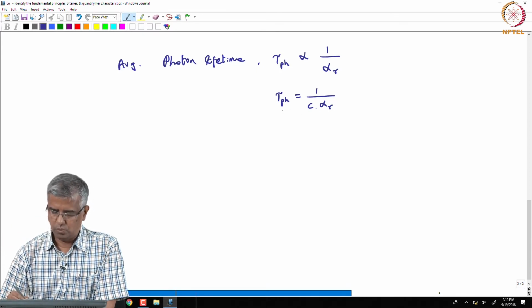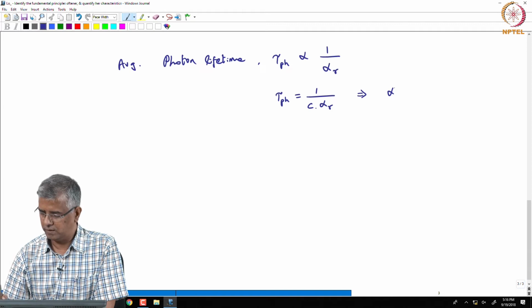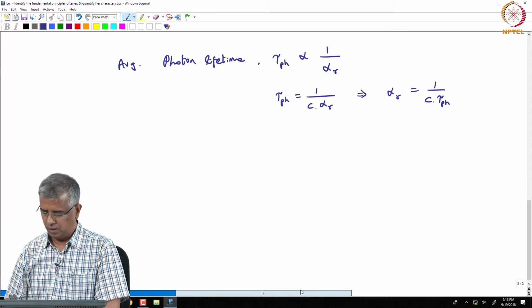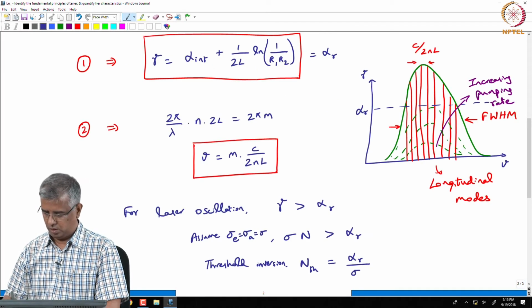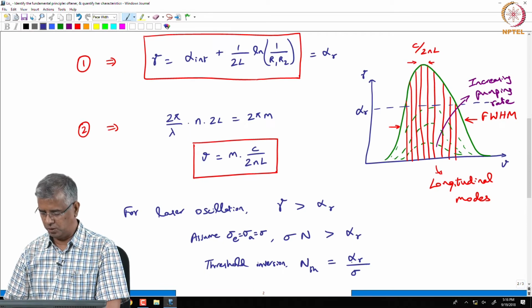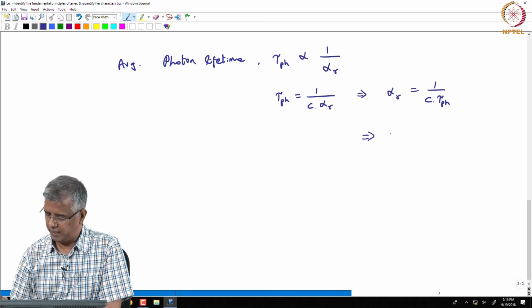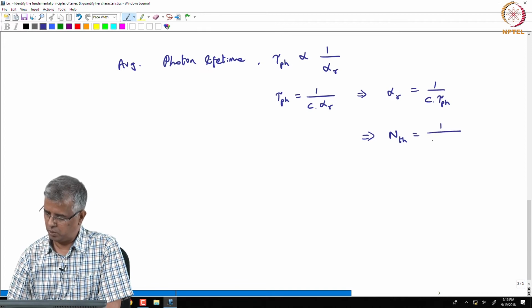So, tau photon is given by this, which obviously you can write as alpha r is equal to 1 over c into tau photon, and this we can now substitute in this expression N_TH equal to alpha r over sigma. So, this implies that the threshold inversion is going to be given by 1 over c times tau photon multiplied by sigma.